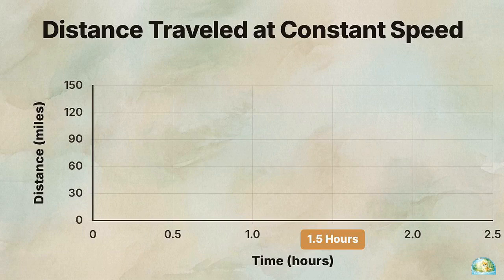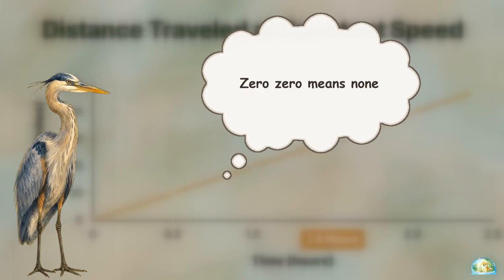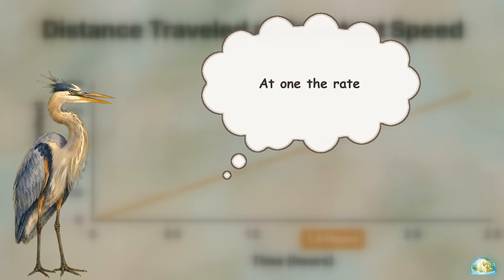The first coordinate is 1.5. On the x-axis, the waterline ticks show us this represents 1.5 hours of travel time. The second coordinate is 90. That maps to the y-axis, giving us the total distance of 90 miles. 0, 0 means none. At 1, the rate.